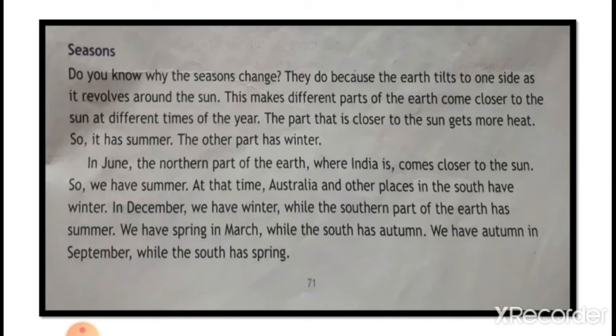In June, the northern parts of the earth, where India is, come closer to the sun, so we have summer. At that time, Australia and other parts in the south have winter. In December, we have winter, while the southern parts of the earth have summer. We have spring in March, while the south has autumn. We have autumn in September, while the south has spring. So this is how the seasons change.